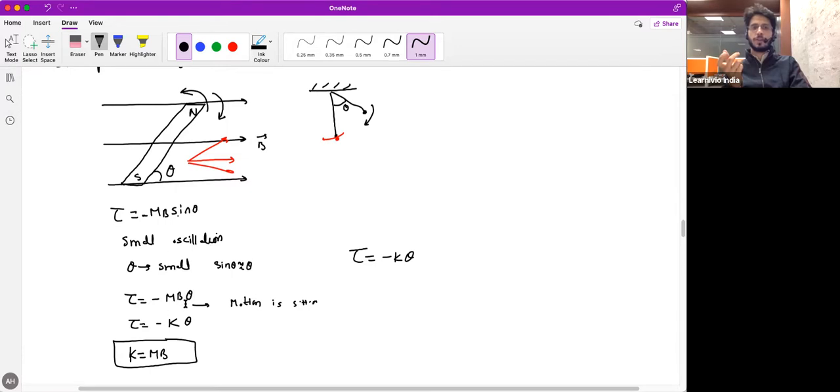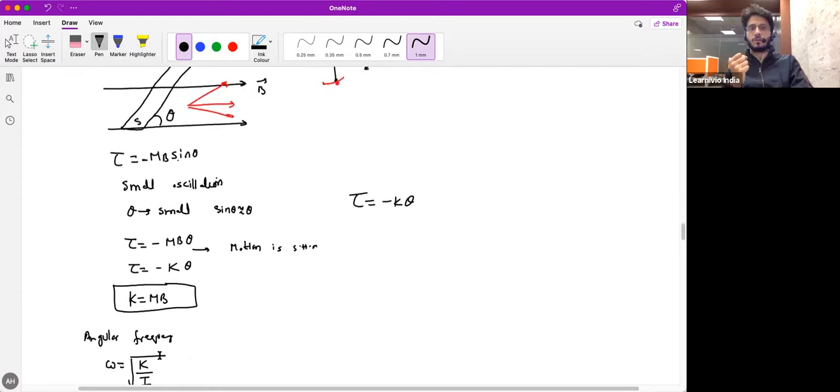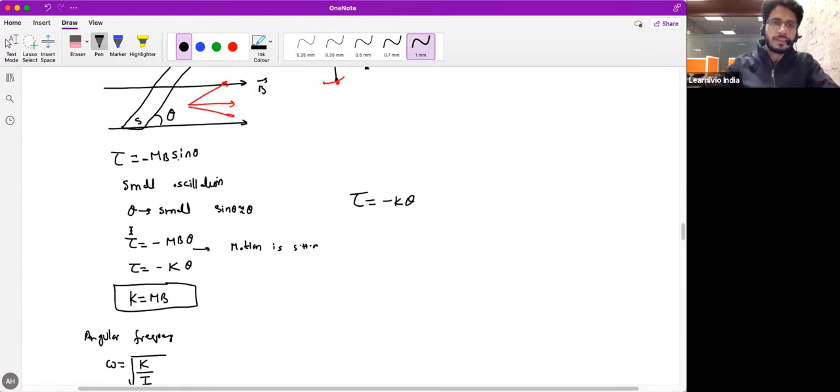So the torque is minus mB theta, or you can say torque is equal to minus k theta. If you compare these two equations, instead of k you are using mB. So k is equal to mB. I'm going fast because you're doing this same question for the second time. First time you did this question in electrostatics. So tau is equal to minus mB theta. This mB is k.